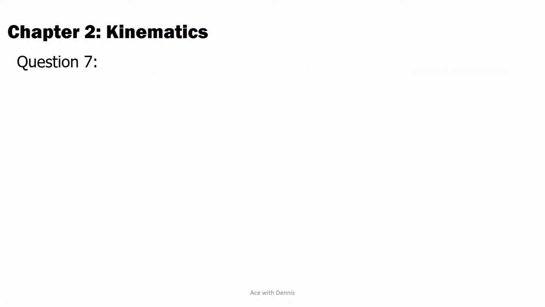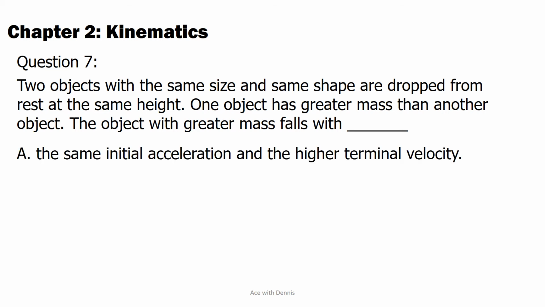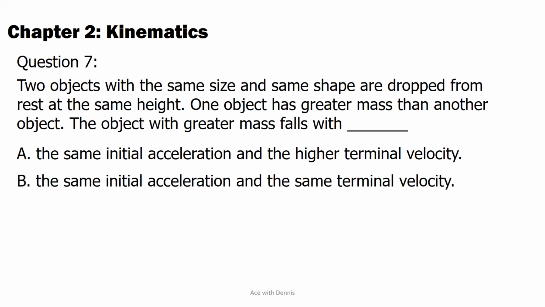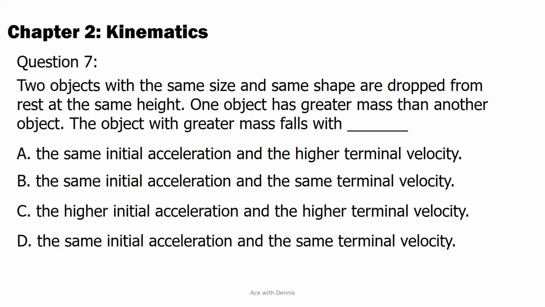Question 7. Two objects with the same size and same shape are dropped from rest at the same height. One object has greater mass than another object. The object with greater mass falls with A. The same initial acceleration and the higher terminal velocity. B. The same initial acceleration and the same terminal velocity. C. The higher initial acceleration and the higher terminal velocity. D. The same initial acceleration and the same terminal velocity.